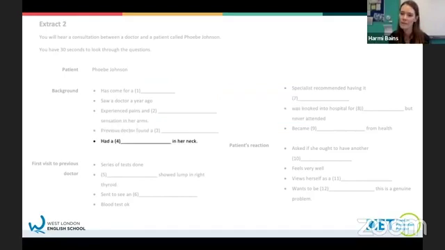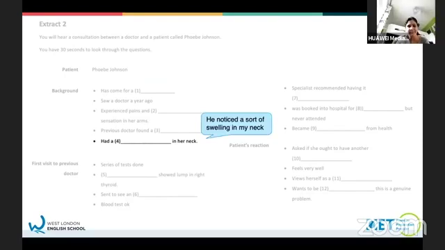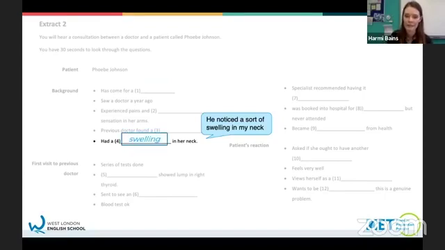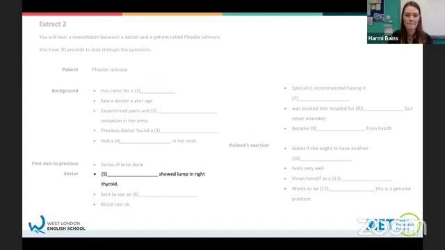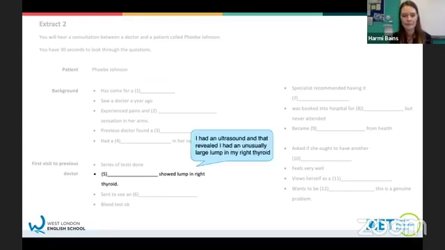Number 4? Okay, so he said he noticed a sort of swelling in my neck. So swelling, yeah. So we've got had and noticed. Again, we've got that informal language, a sort of. Number 5? Ultrasound. Yeah, I had an ultrasound and that revealed. Good.